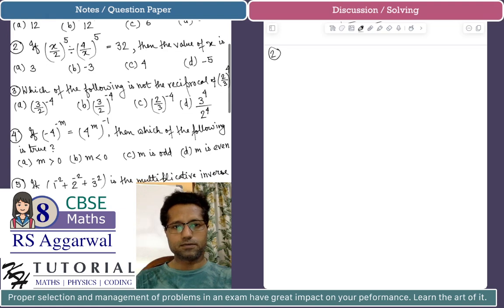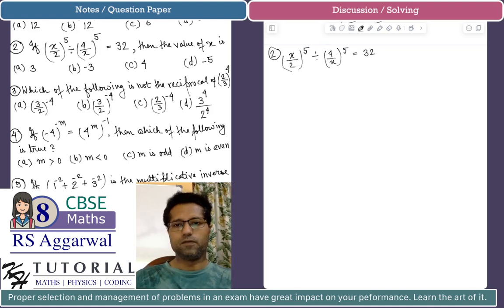We have to solve for x. The equation given is (x by 2) whole raised to the power 5 divided by (4 by x) whole raised to the power 5 is equal to 32, and we have to find x.